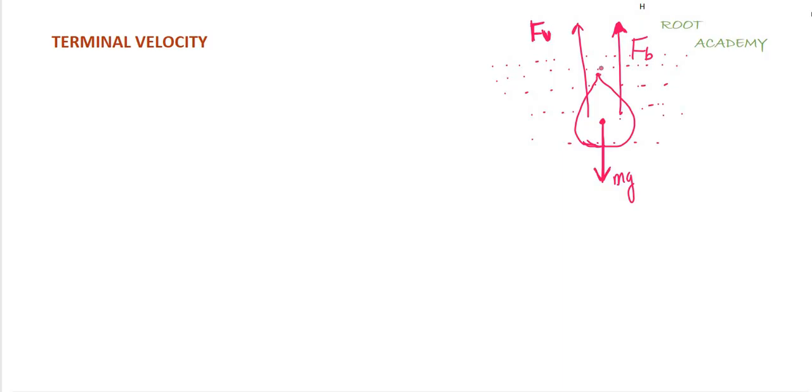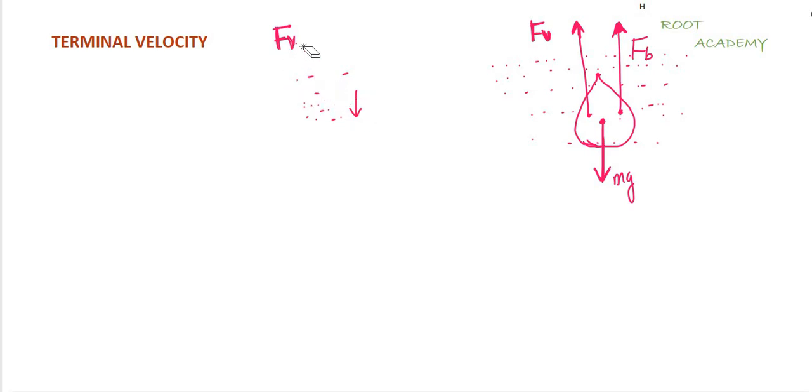Every object inside a liquid experiences a resistance against the flow of the object. For example, when this ball is falling downward, it will experience an upward force due to the viscosity of the liquid. This is not due to the upthrust. Upthrust is a different force, which we learned in grade 9. This Fv force is due to the viscosity of the liquid.